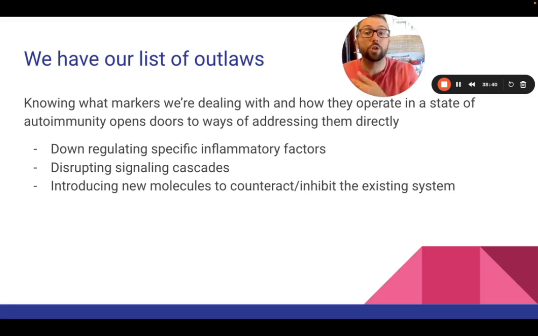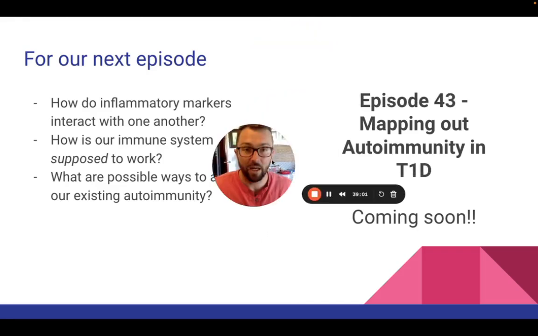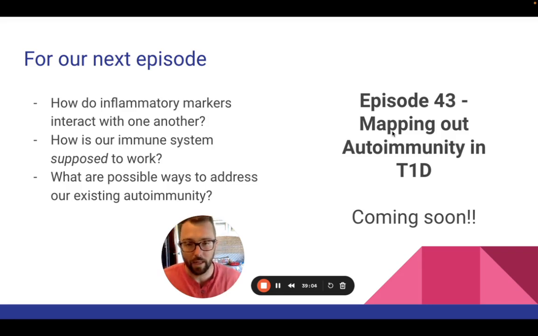And then introducing new molecules to counteract or inhibit the existing system, right? Maybe there are a couple interleukins, which are cytokines, that are specific in stopping the inflammatory cascade. Can we introduce more of those to kind of halt that autoimmune cycle? That is all the stuff that we're going to be covering in episode 43, and that is in the works. I have it on the screen adjacent to the one I'm working on right now. So we're going to talk about how these inflammatory markers interact with one another.